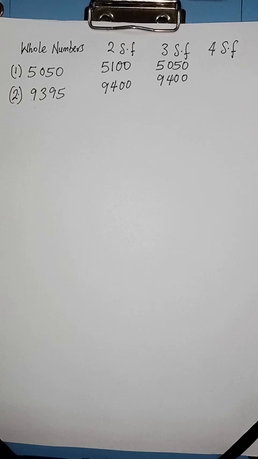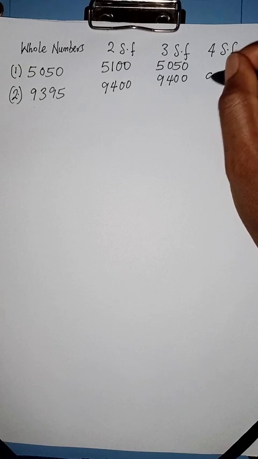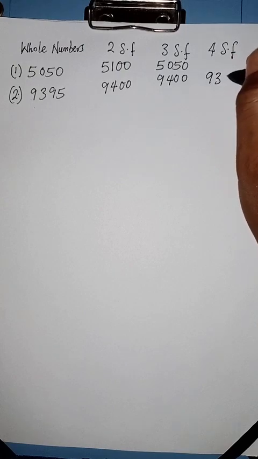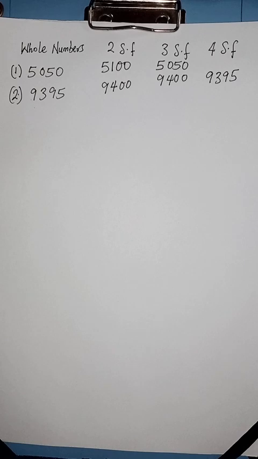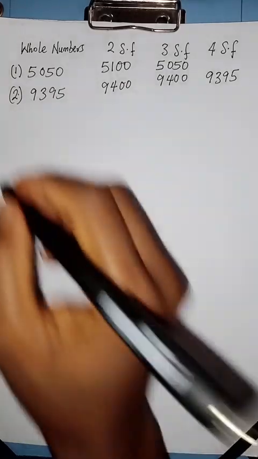So sometimes your value may be the same as when you express it to two significant figures. So you can see that the value for two significant figures is the same as the value for three significant figures. And then we move to four significant figures. Since it is four significant figures already, that will still be your answer, 9,395. So nothing will change. Now let's go to number 3.